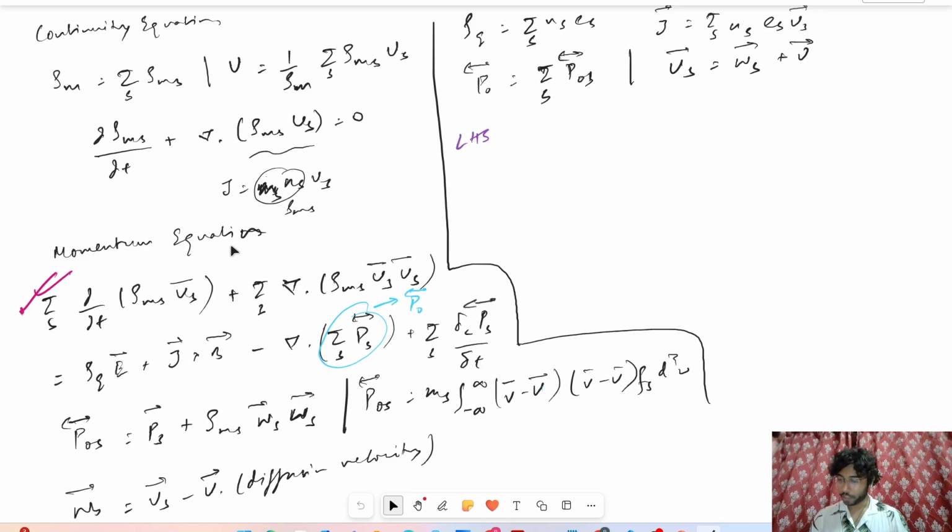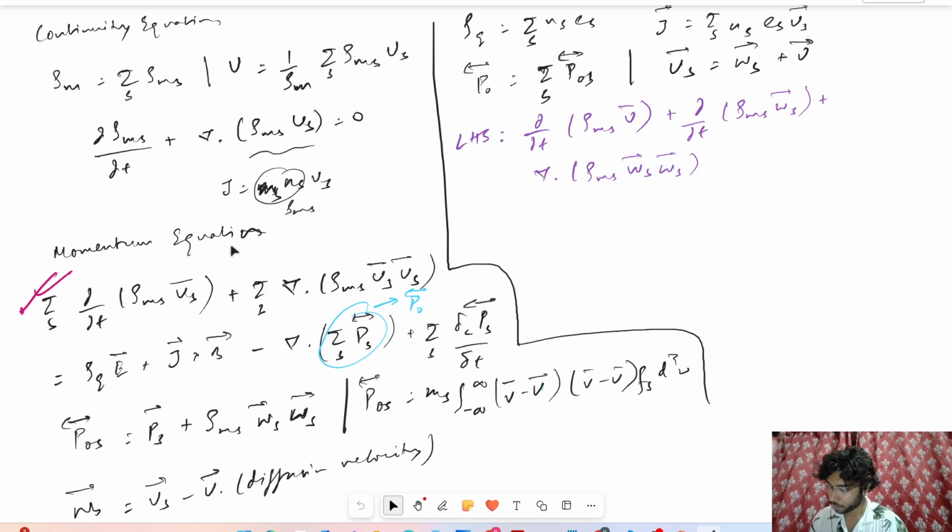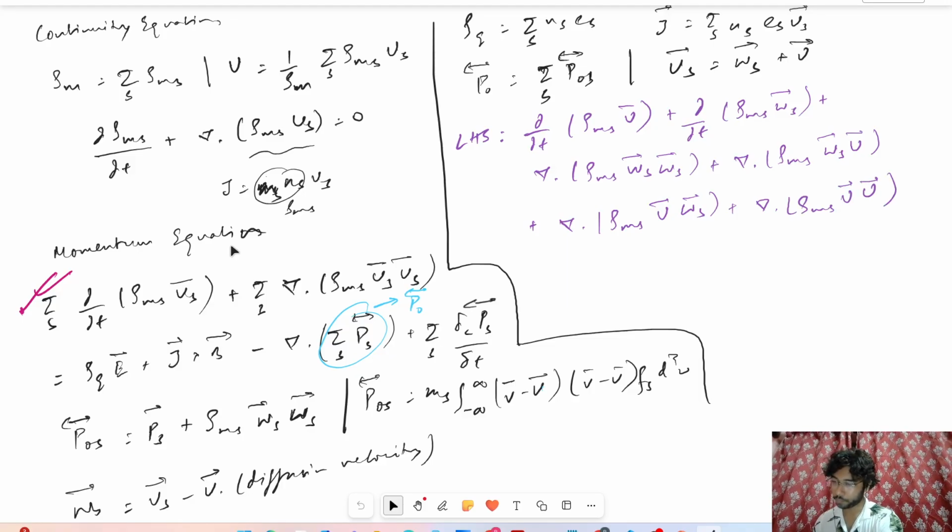And let's write down the left hand side of this equation. So what it will become is del del T of rho ms u, we're just replacing US with WS plus U, plus del del T of rho ms WS plus del dot rho ms WS WS plus del dot rho ms WSU plus del dot rho ms UWS plus del dot rho ms U. Okay, so a lot of terms.